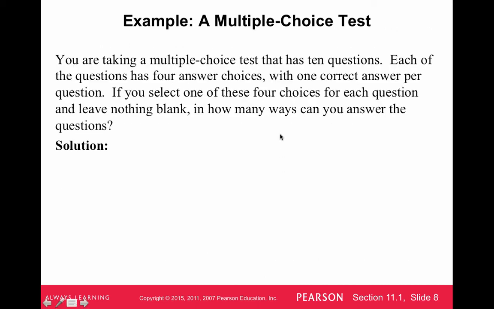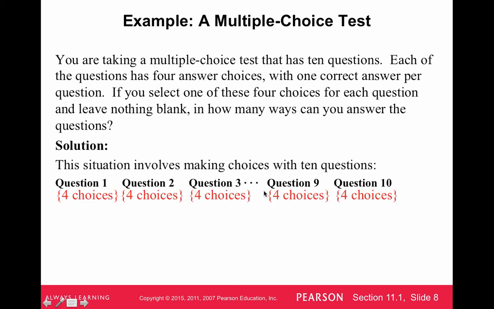Let's say you're taking a multiple choice test that has 10 questions. Each of the questions has 4 answer choices with 1 correct answer per question. If you select one of these 4 choices for each question and leave nothing blank, how many ways can you answer the questions? This is kind of like how many ways can you guess on a multiple choice test with 10 questions. Now remember, each question is a stage. At each question you're going to make a decision. You're going to pick one of the 4 options. So at every stage you have 4 options, and there's going to be 10 stages of decisions because there's 10 questions.